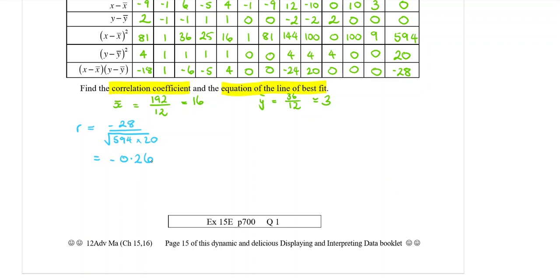Okay, so that's the first one. I found R. Now to find the equation of the line of best fit. To do that, I need to know a rise and run. I need to find my gradient, and then I need to be able to put it in my formula.